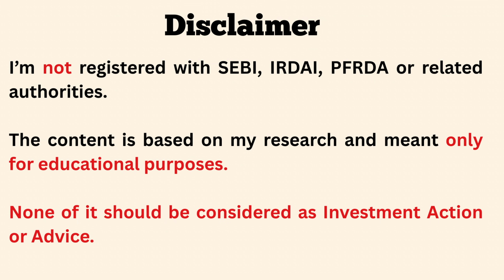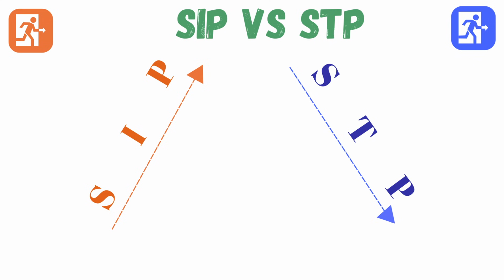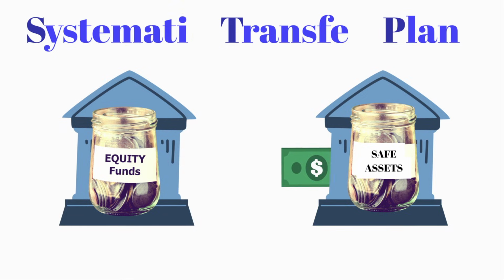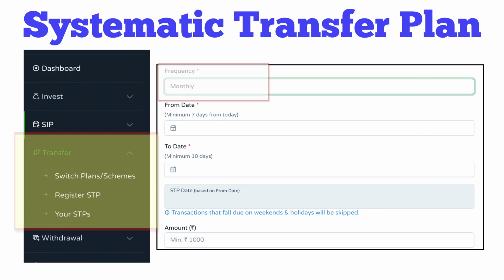Okay, you climbed the mountain and averaged your entry with systematic investment plans. Systematic transfer plan is descending from that mountain slowly and systematically. STP simply means transferring money from equity to safer, less volatile assets. Ideally, this exercise should be done much before the goal date to ensure your goal amount is safe. This systematic transfer exercise can be automated on a monthly basis.